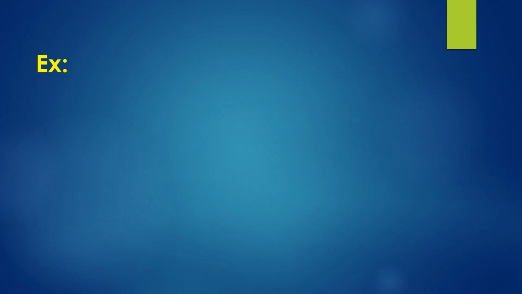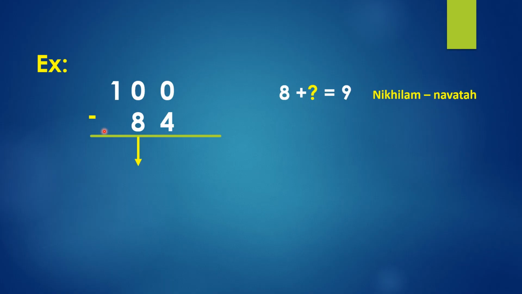Now, one more example. 100 minus 84. As we discussed earlier, in Vedic Sutra subtraction, we always start from the left hand side. So here 84, 8. We will start from 8. So the sutra is Nikhilam Navataha. How much should be added to 8 to get 9? Navataha, 9. So 8 plus 1.